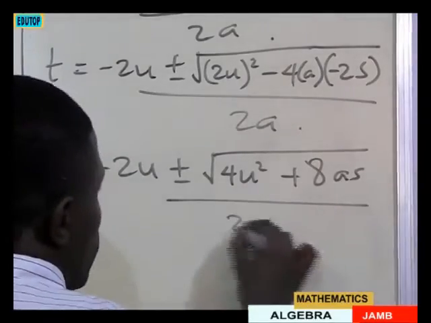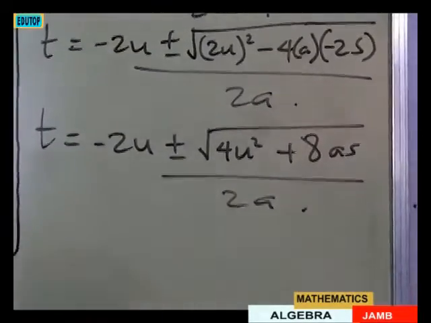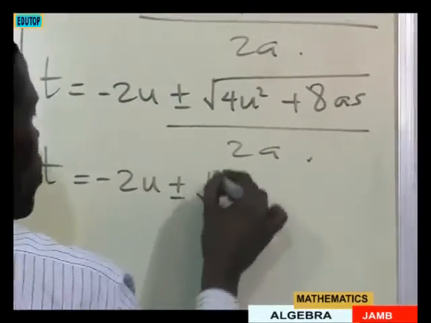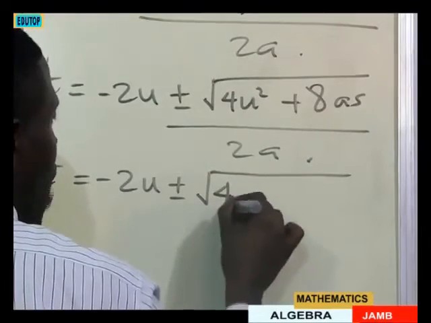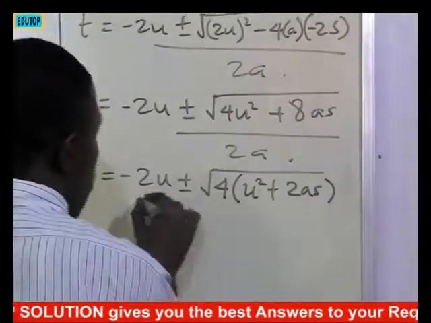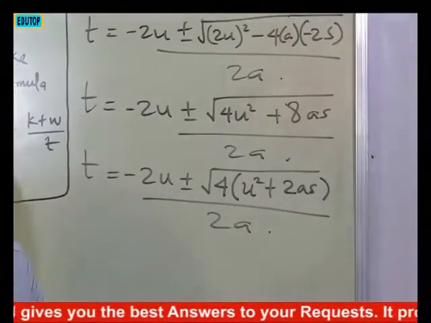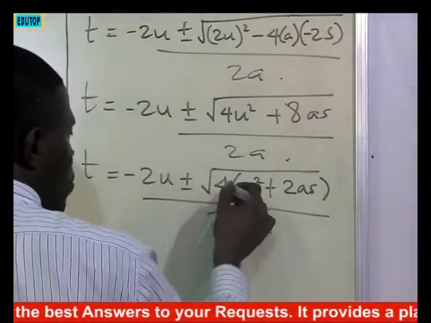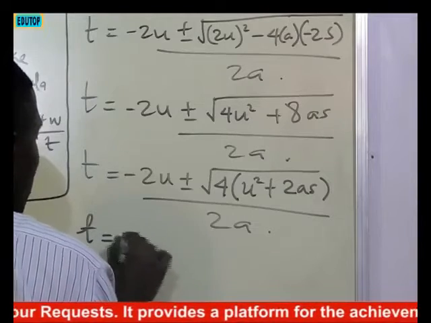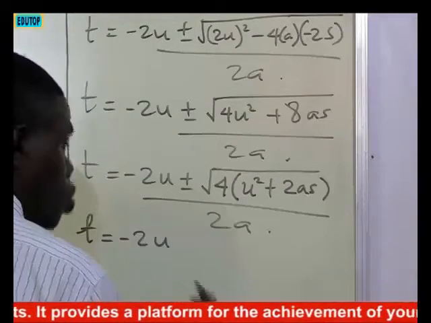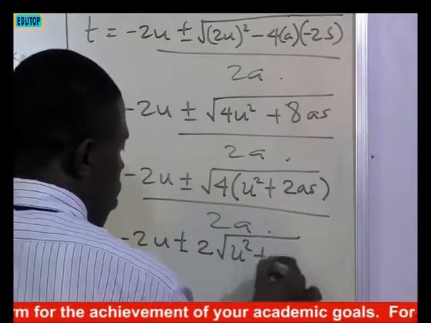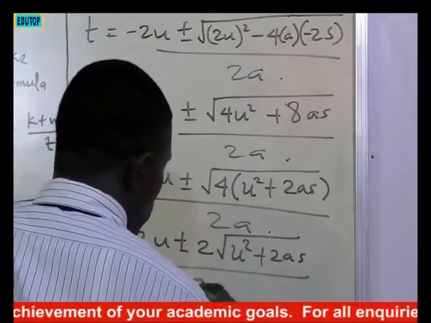8as over 2a. So the next thing I'm going to do here is to say t equals minus 2u plus or minus square root of 4 is common to this. I can bring that 4 out. I'll be left with u squared plus 2as over 2a. Then here, since you have 4 outside, it is just like saying t equals minus 2u, then square root of 4 is what? 2. So that will be plus or minus 2 into u squared plus 2as over 2a.